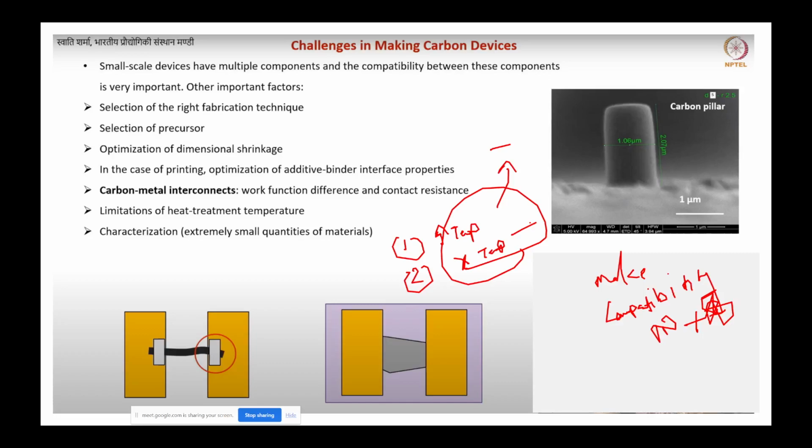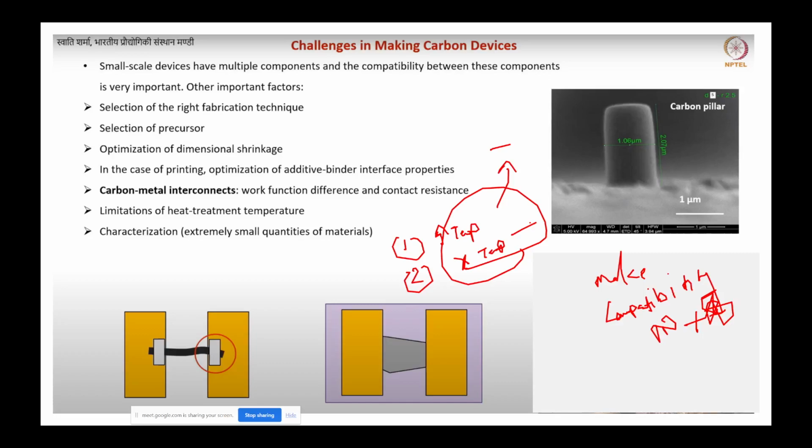Optimization of dimensional shrinkage. Often it is seen that whenever you go for any fabrication technique or process, some dimensional shrinkage will be found, and you have to optimize. Suppose it happens, then you have to give a tolerance in order to avoid it, so you can smoothly get your structure. And in case of printing, optimization of the additive binder interface property.